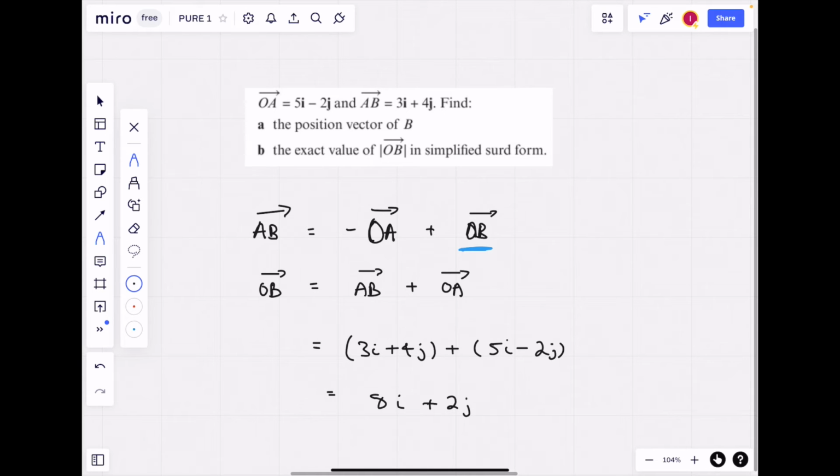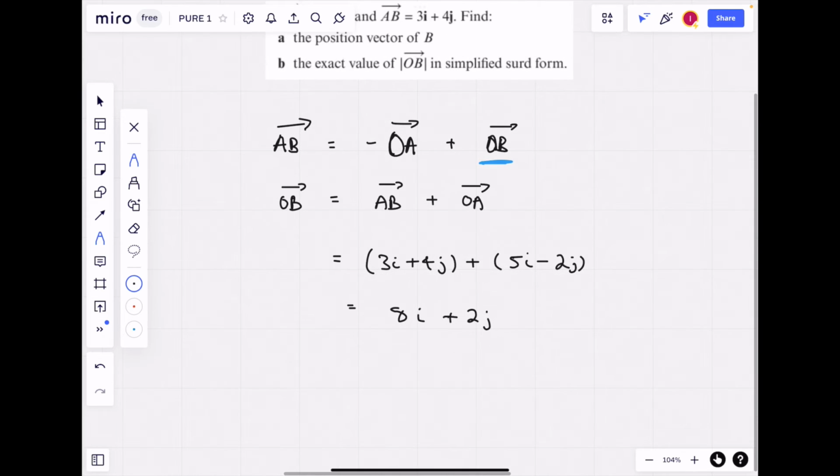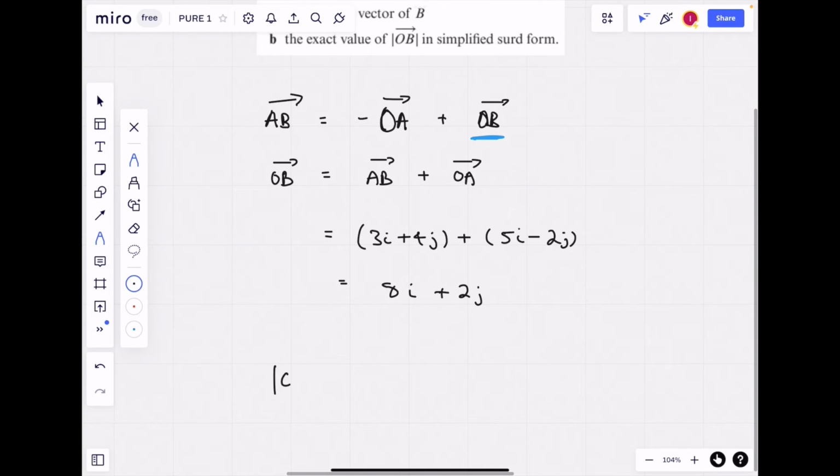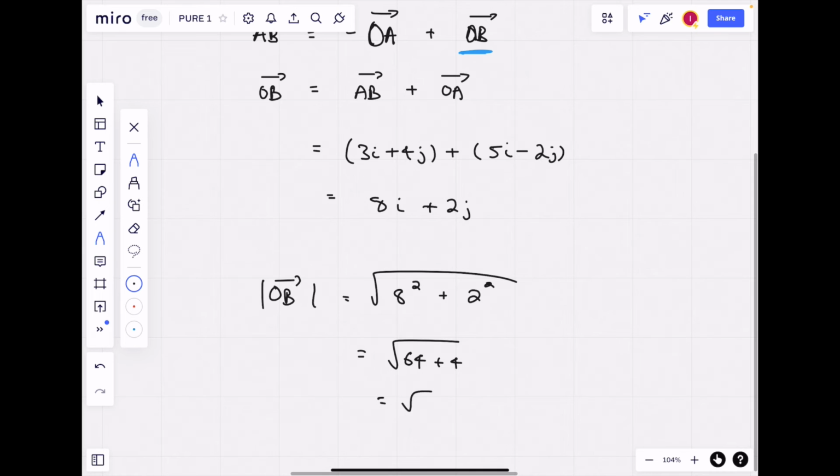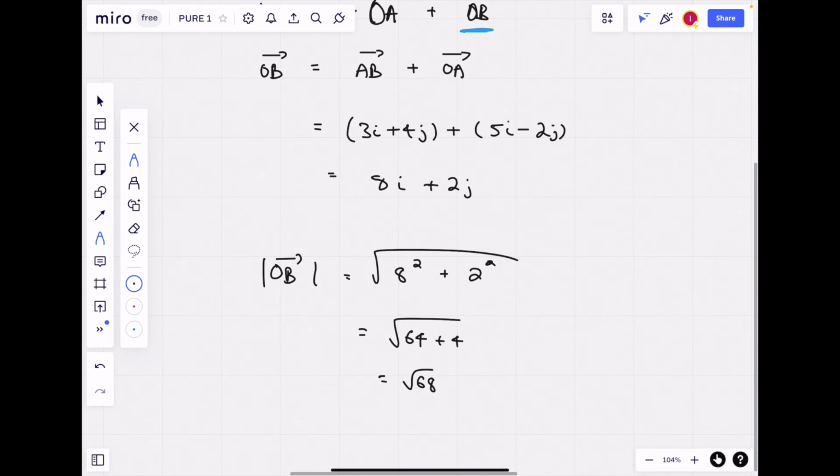It says find the exact value of the magnitude of OB. Okay, so to work out the magnitude of OB, we're going to do the square root of 8 squared plus 2 squared. It wants it in surd form, so we can simplify this. 8 squared is 64. 2 squared is 4. So root 68, which simplifies to 2 root 17. There you go. That's how you do that question.